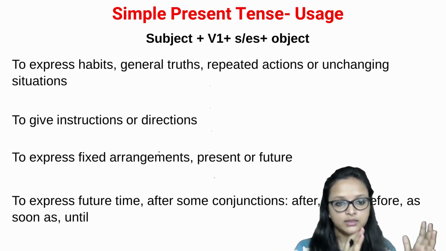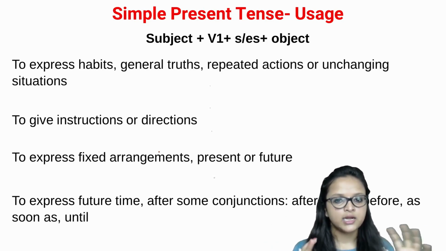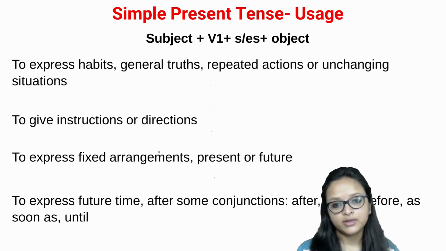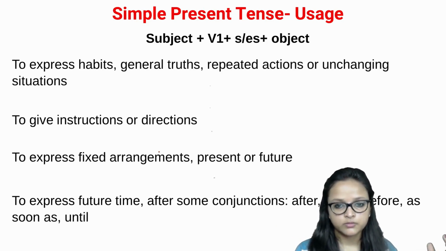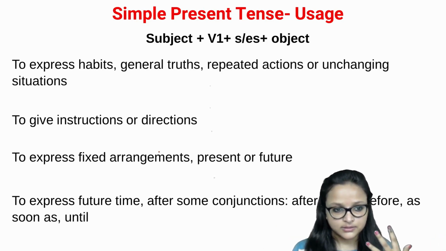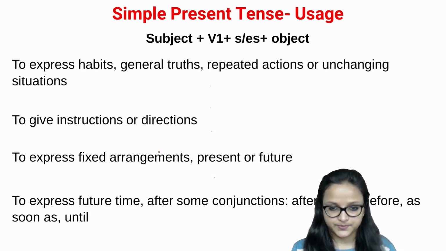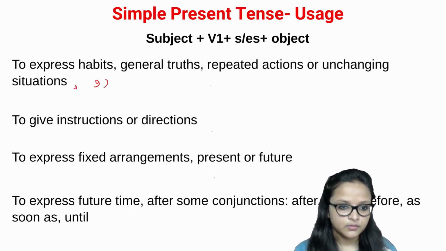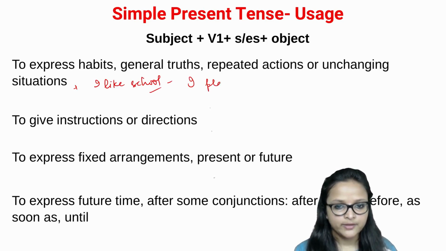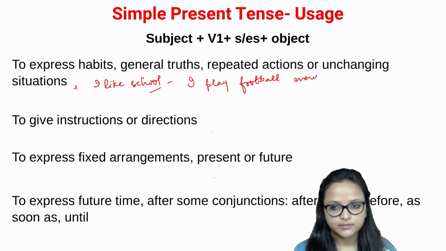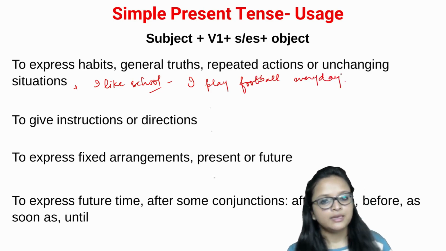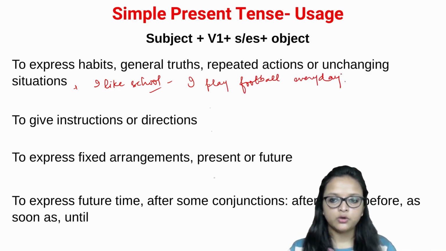Okay. The earth revolves around the sun. These are general truths. Repeated actions, actions that you do every time. Like I teach. I bunk classes. I like school. I play football every day. Every day is your repeated action because you are playing it today, tomorrow, and yesterday.